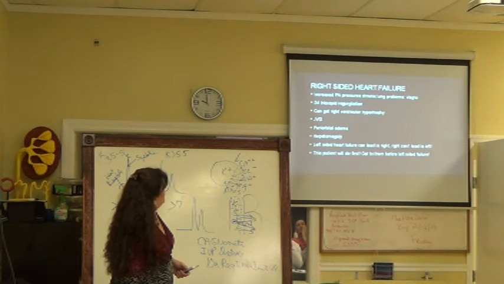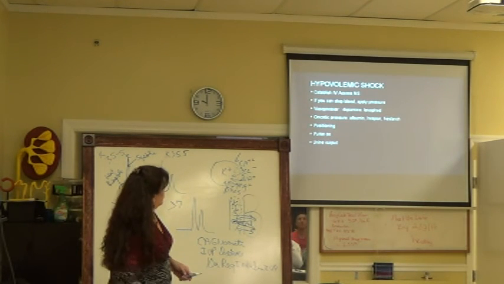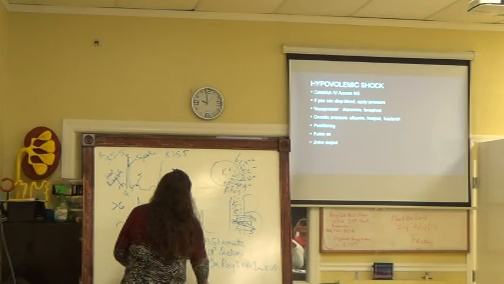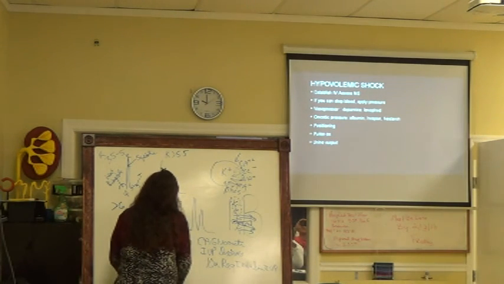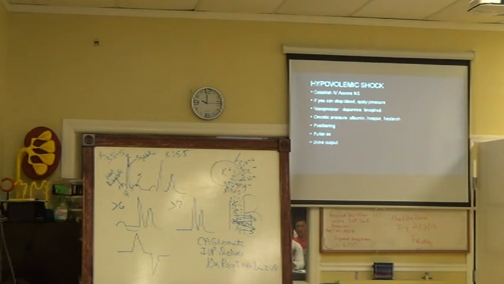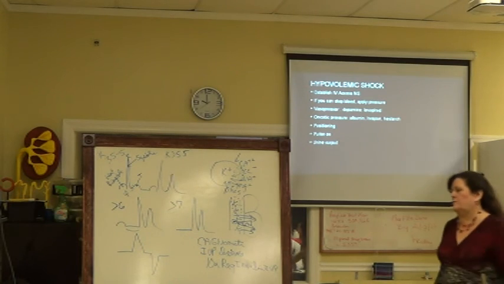Now we did right and left-sided heart failure yesterday. We're going to go over some shock and why we use normal saline, which is an isotonic solution. Let me get some water because I think that solution makes it too slippery. We are going to be going over EKGs, junctional rhythms, everything today.